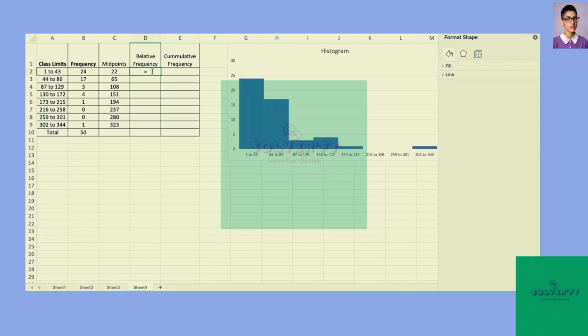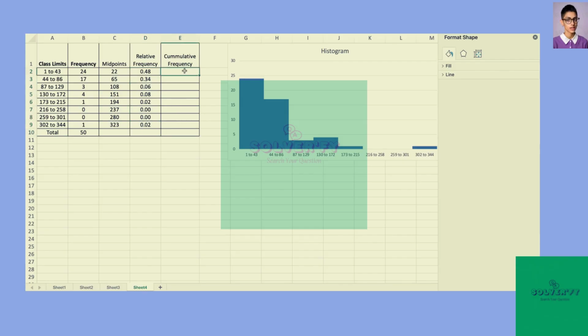You're going to hit the equal sign, and then you're going to do the frequency divided by 50. So 24 divided by 50. And then if I drag this down, it'll do 17 divided by 50, 3 divided by 50, 4 divided by 50, and so on and so forth. I'm just going to go out 2 decimal places.